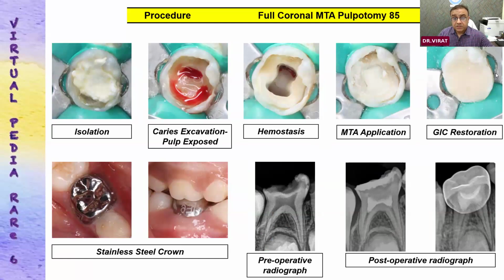This is a representative case for full coronal MTA pulpotomy in 8-5. After isolation, caries is excavated, pulp is exposed, hemostasis achieved, MTA application done, GIC restoration, and final restoration is done with stainless steel crown.